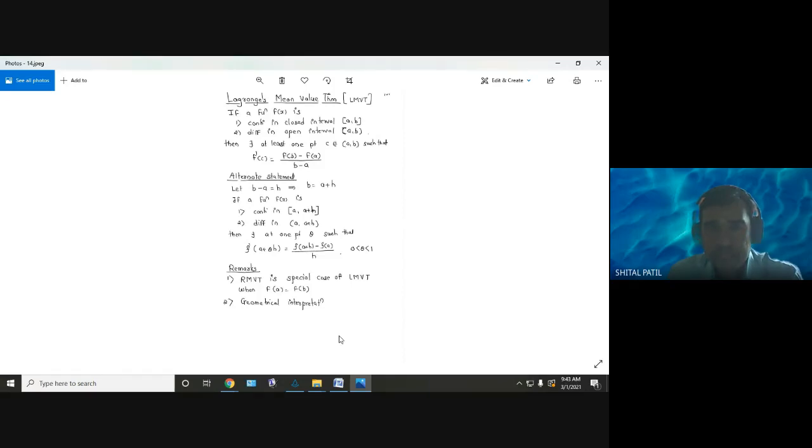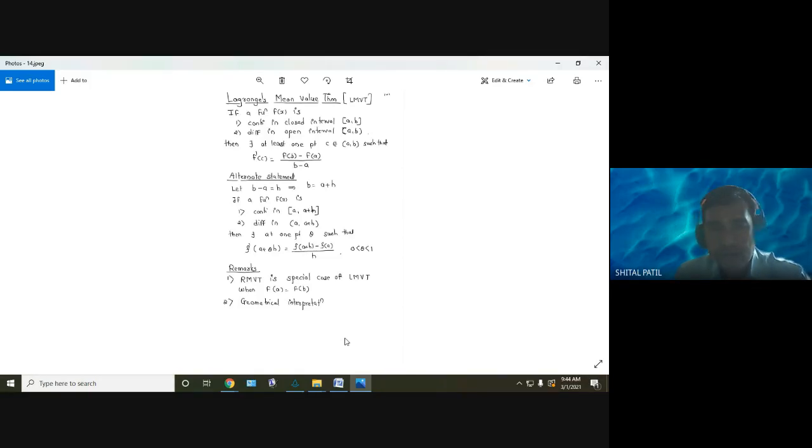Alternatively, the Lagrange's mean value theorem may be written this way also. Instead of writing b, we consider the increment in x as h, so b is equal to a plus h. So with continuity in the closed interval [a, a plus h] and differentiability in the open interval (a, a plus h), there exists a theta such that f dash of a plus theta h is equal to f of a plus h minus f of a divided by h, where theta lies between 0 and 1.